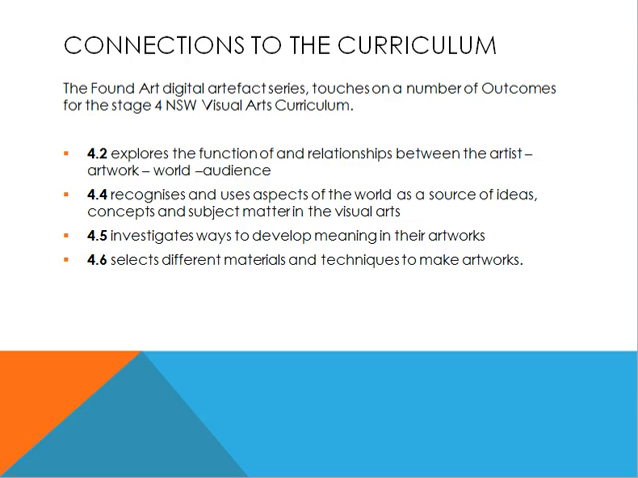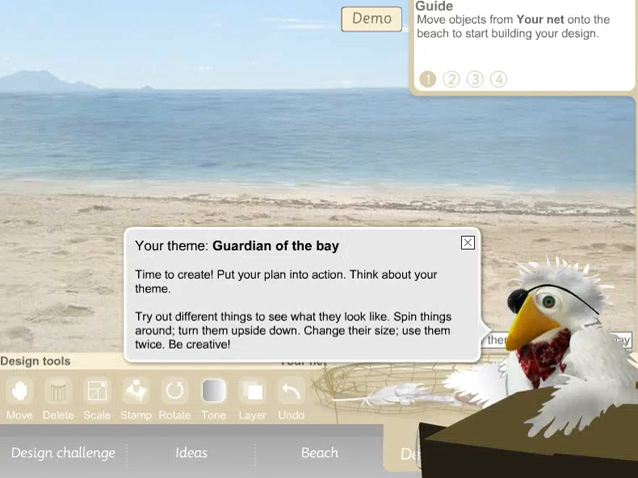The Found Art Digital Artifact series touches on a number of outcomes for the Stage 4 New South Wales Visual Arts curriculum. The most prominent of these outcomes expressed through this artifact are based around using world surroundings for inspiration, 4.4, and allowing use of different materials and a range of techniques to create meaning, 4.6. This artifact requires students to choose from a list of concepts specific to the area of choice, or to create their own concept related to those particular surroundings. By doing this, the artifact encourages students to draw inspiration from their digital surroundings to create a relevant conceptual artwork.